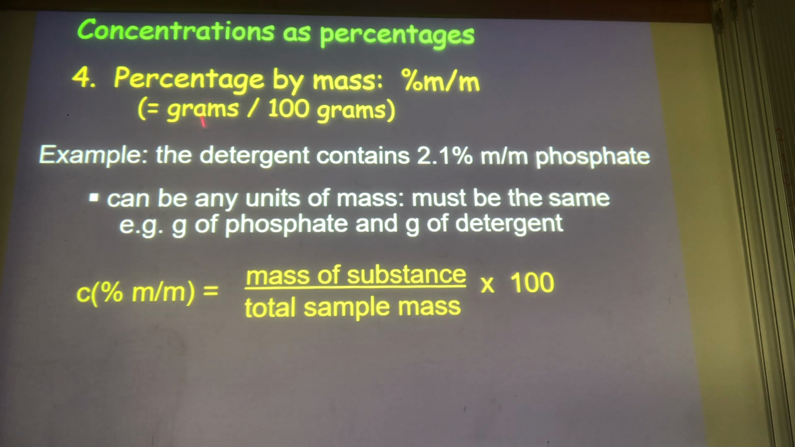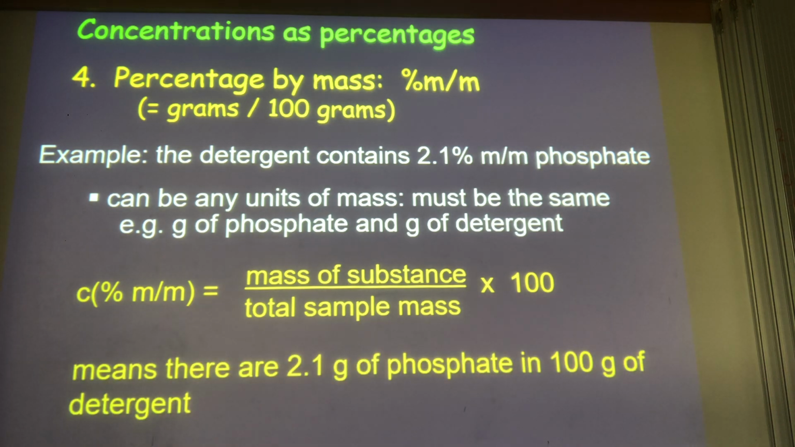Another way of thinking about it, grams per 100 grams. Sometimes that method works best. So if there's 2.1% by mass, that means there are 2.1 grams in 100 grams of detergent. That works as well sometimes.